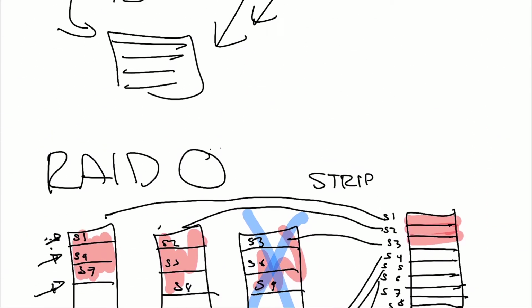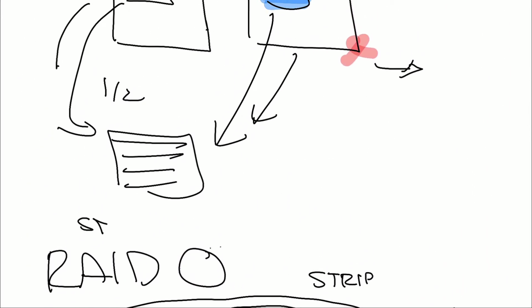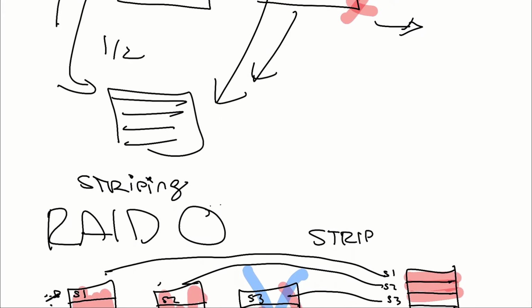RAID 0 is typically known as just striping, by the way. That's the nickname for it. I don't know if you call it striping or stripping. There's only one P, so I do not know, okay?